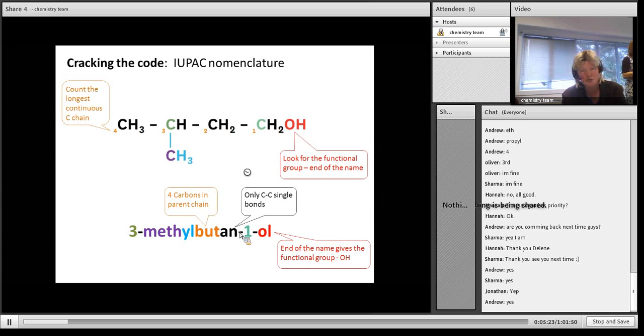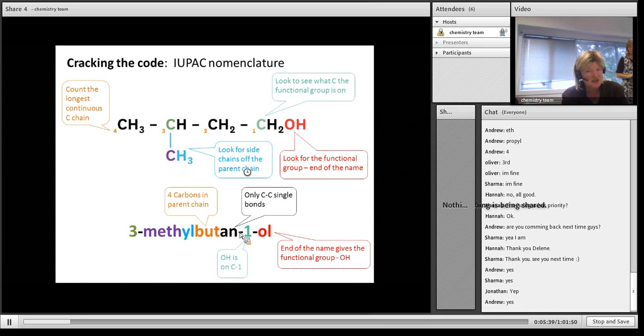It's all to do with what comes next. Is it a vowel or a consonant? Right, so we've got the parent chain, we've got the functional group, and what comes next is where is the functional group. So that's in green over there. It's on the first carbon in this particular case.